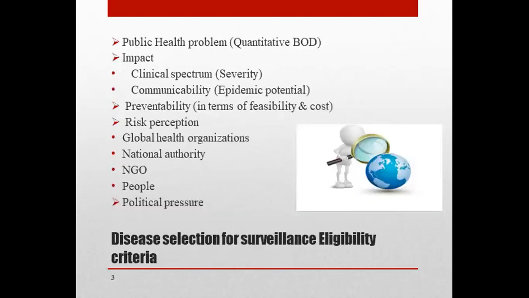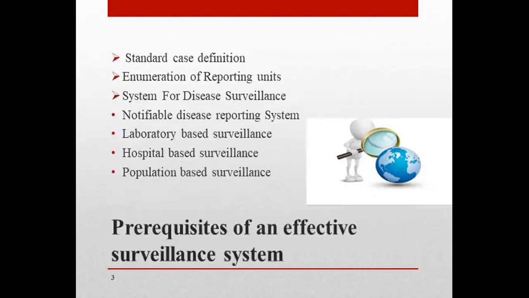Actually, the disease selection criteria for surveillance eligibility include: it should be a public health problem, it should have quantitative burden of disease, it impacts clinical spectrum, severity, communicability, epidemic potential, it should have preventability in terms of feasibility or cost, there should be risk perception, and there should be pressure from global health organizations, national authorities, NGOs, or people.